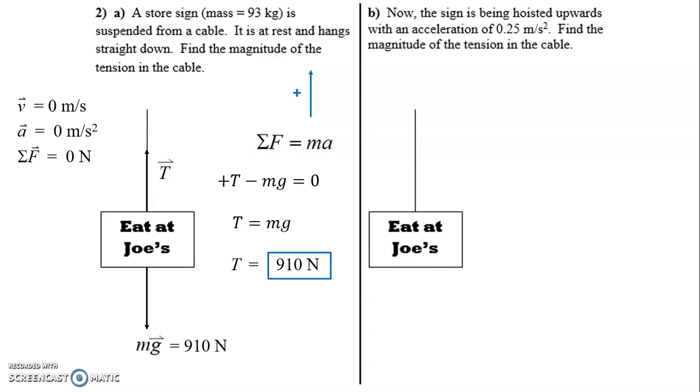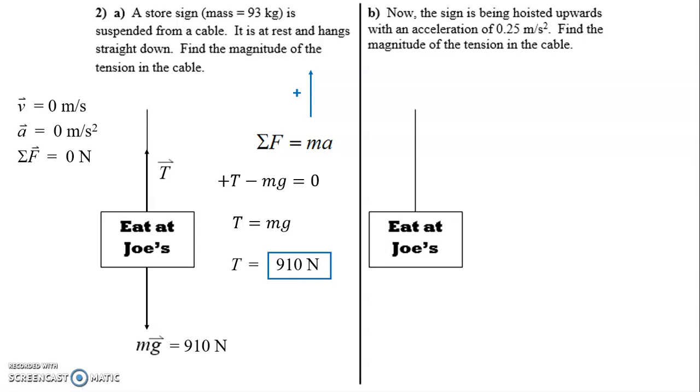I'm going to go through the logic of how we did that and then also lead you through part B of problem 2. So in problem 2, we had the store sign that was hanging there by a cable, and we started by listing some information off to the side. We listed the velocity, the acceleration, and the net force. We put all that information off to the side because none of those are actually forces.